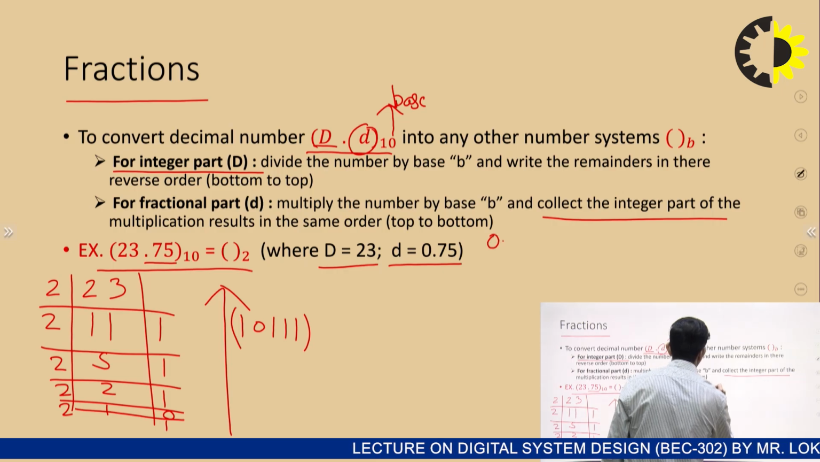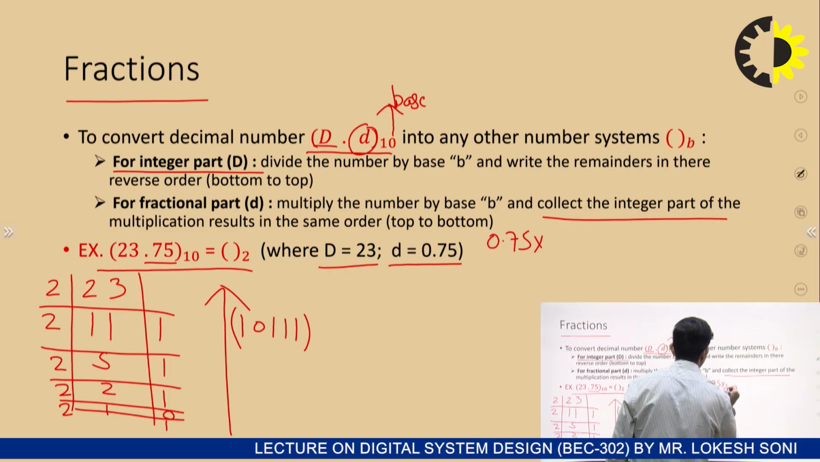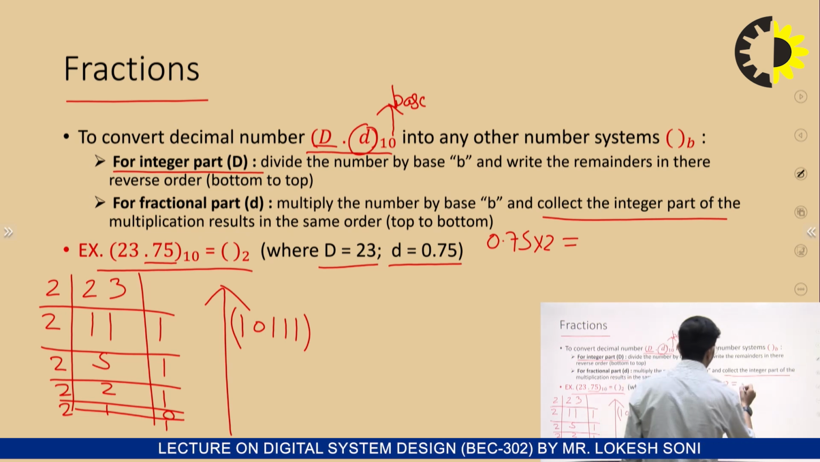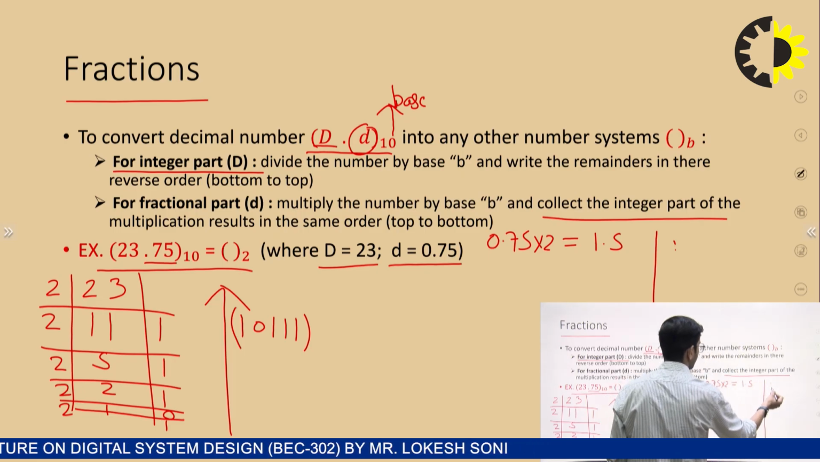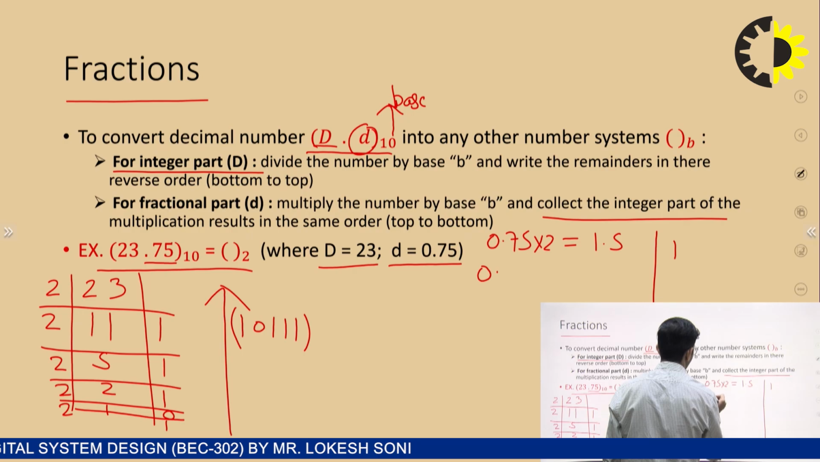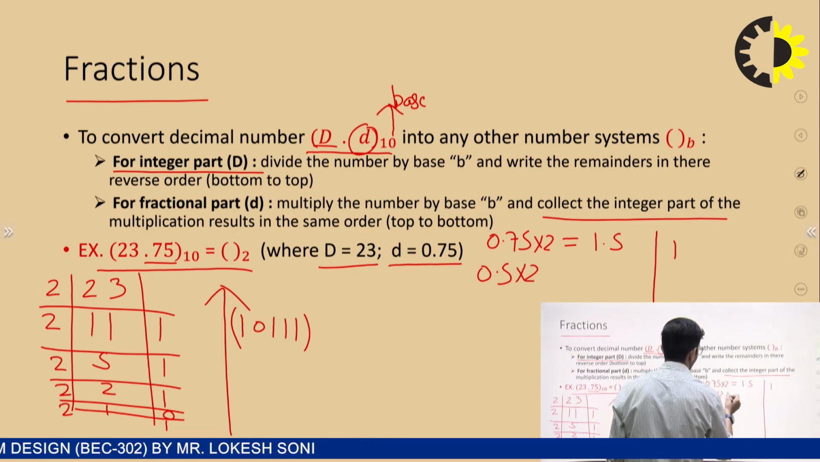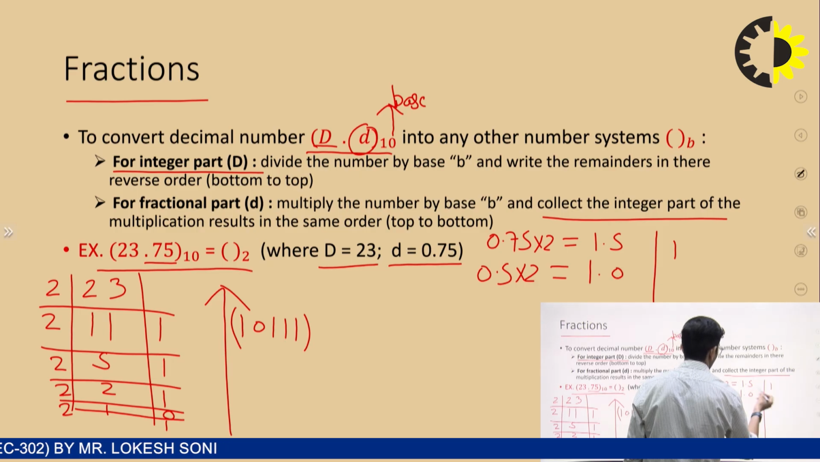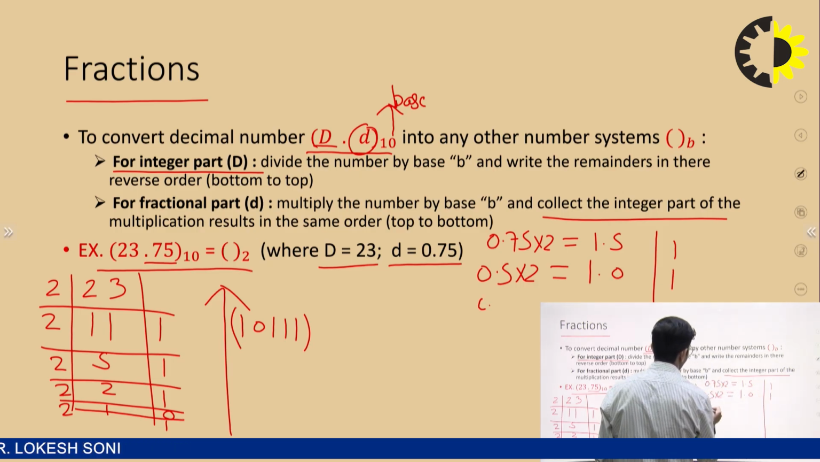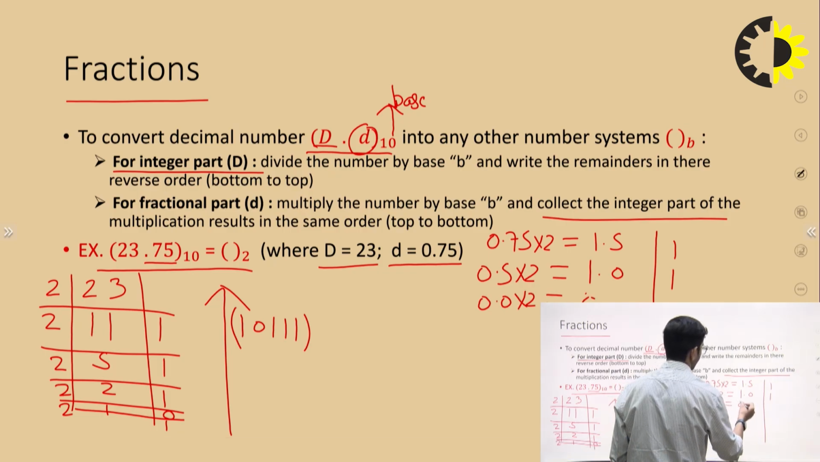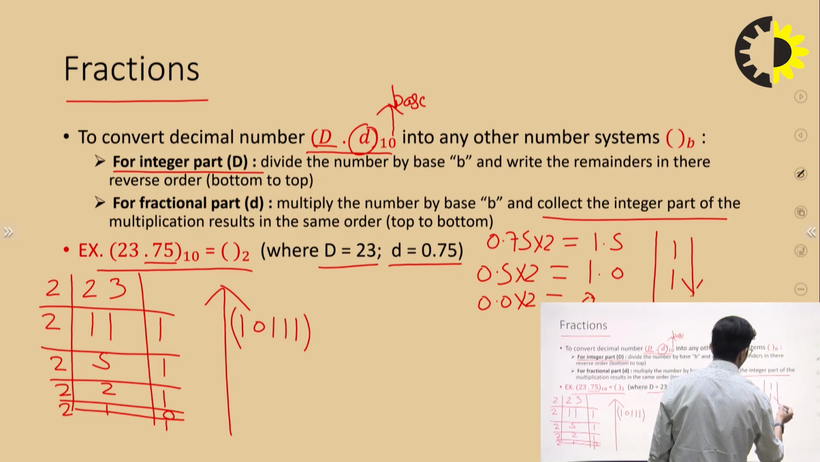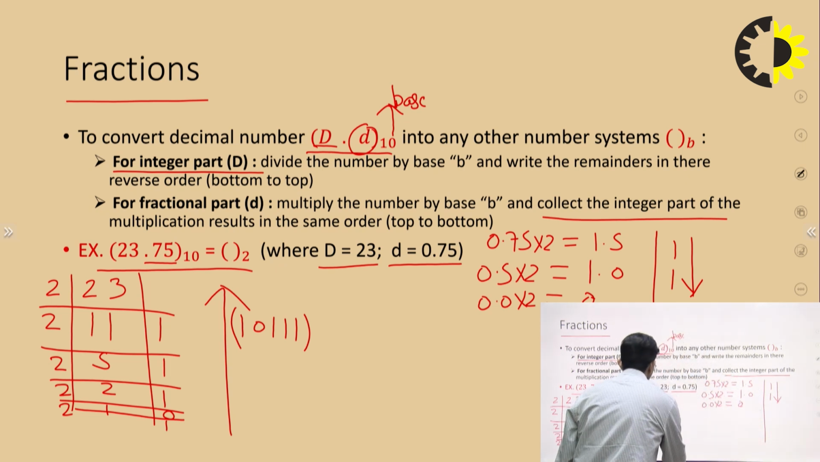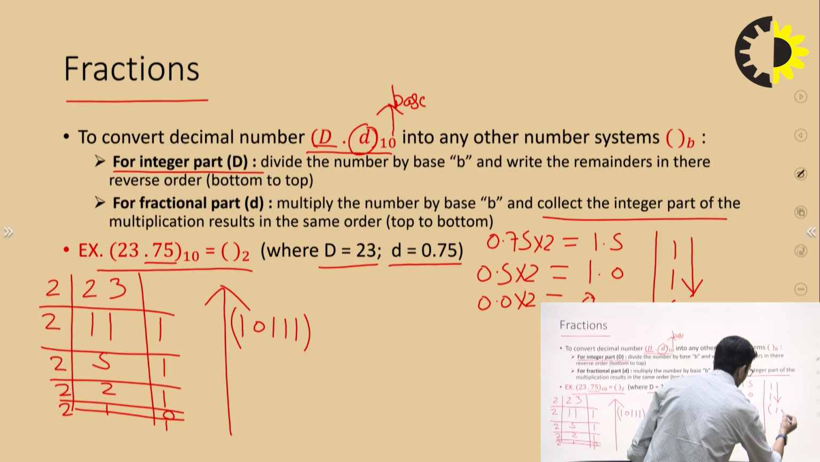So if I multiply 0.75 by the base, which is 2, we get 1.5, and we note down the integer part, which is 1. So 1 is noted down, and 0.5 is left. Multiplying 0.5 by 2, we get 1.0, and we note down the integer part. We are left with 0.0 only, so we are not getting any further integer part and we stop here. Moving from top to down, the result for the multiplication is 1, 1.